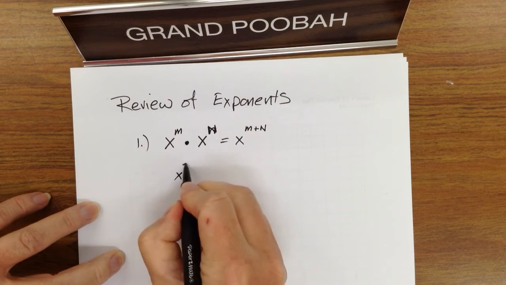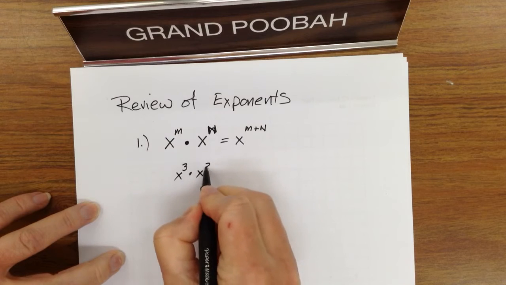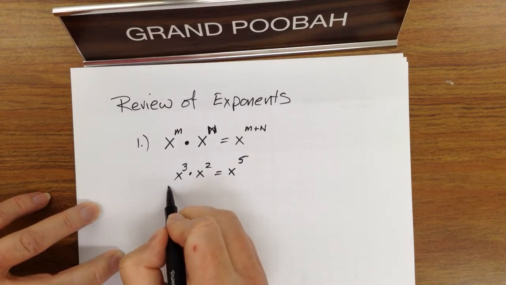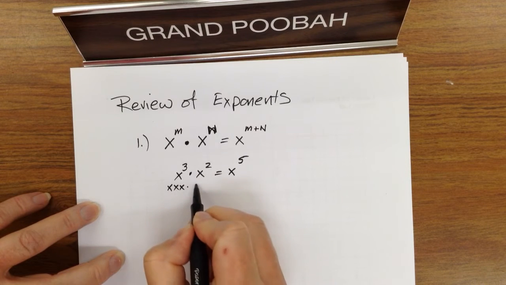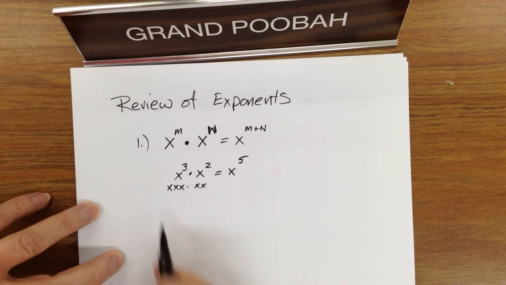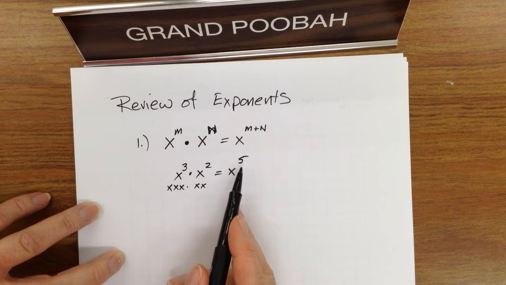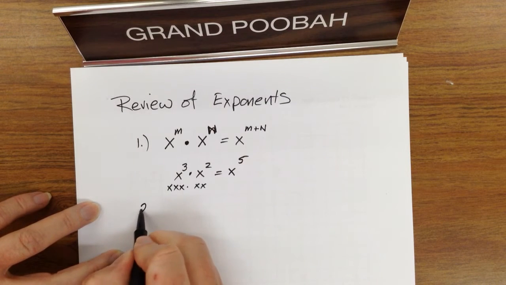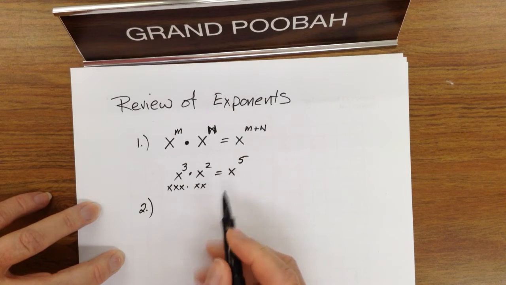If I have x to the third times x to the second, this does indeed equal x to the fifth. If you're not sure, you can break it down. Break it down now. Hey, look, there's 5. Yeah, I know, right? Rules for exponents, they're fancy. Number 2. Well, kind of makes sense.